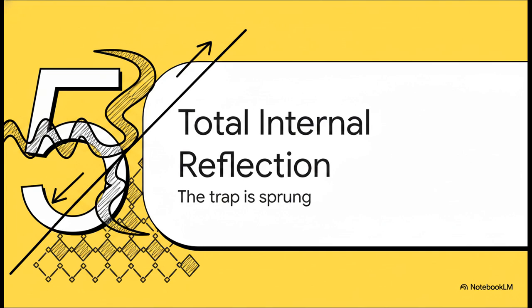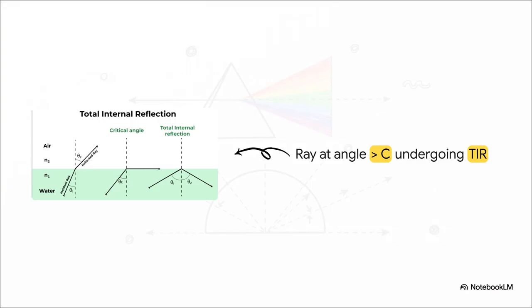Section 5, Total Internal Reflection, where the trap is sprung. Boom. Look at what's happening right here. The wave is totally trapped. Because the angle of incidence is now greater than our critical angle, the boundary literally acts like a perfect mirror. 100% of the wave bounces right back down. The trap is sprung, and there is zero refraction happening.